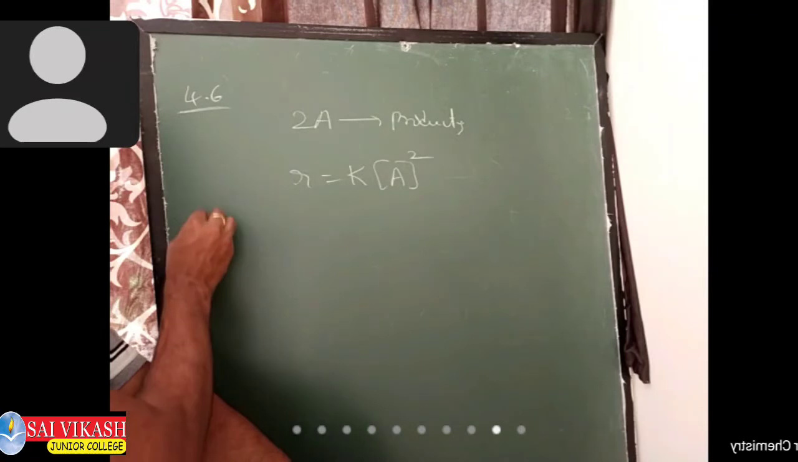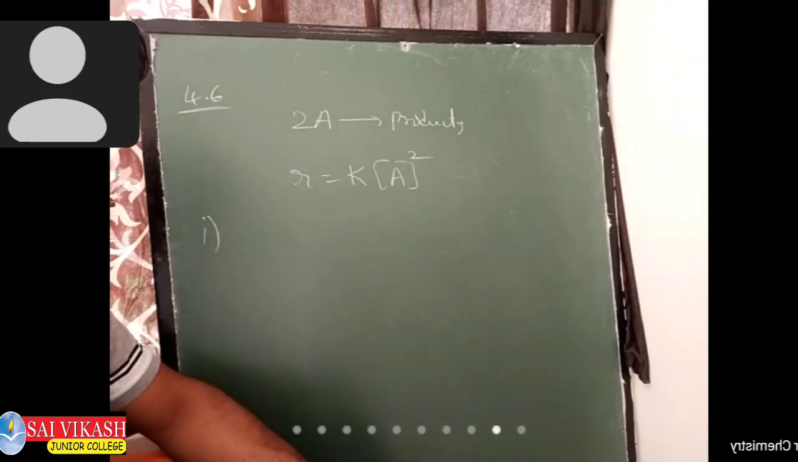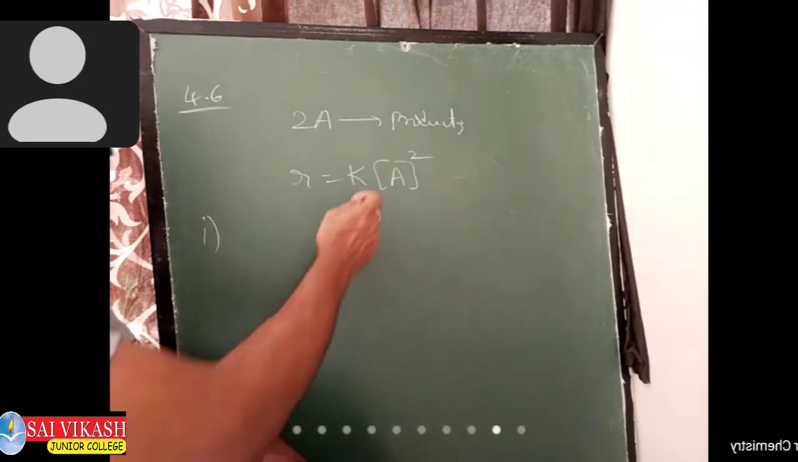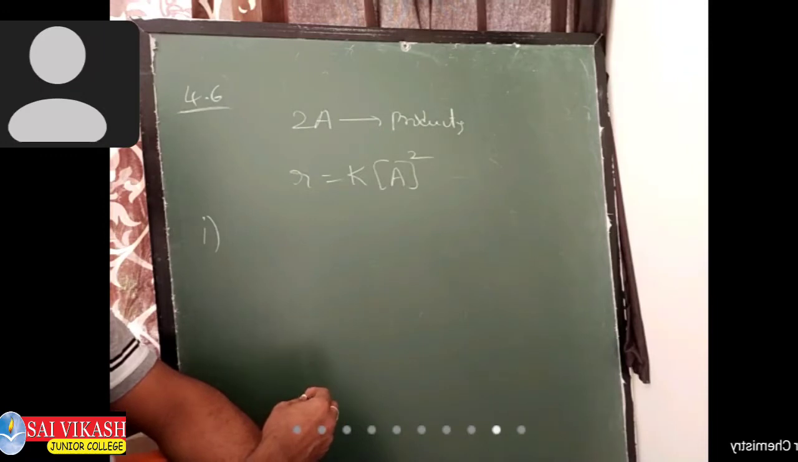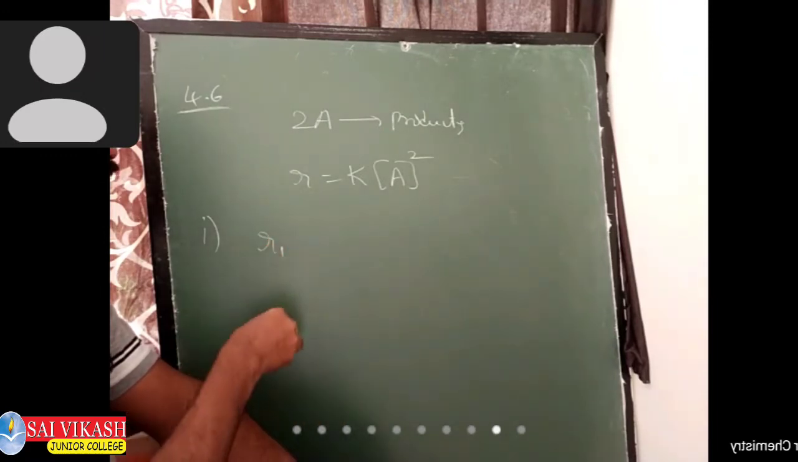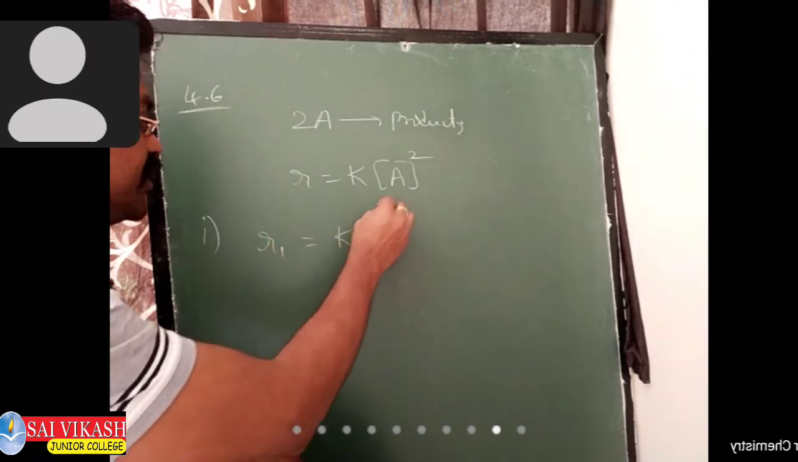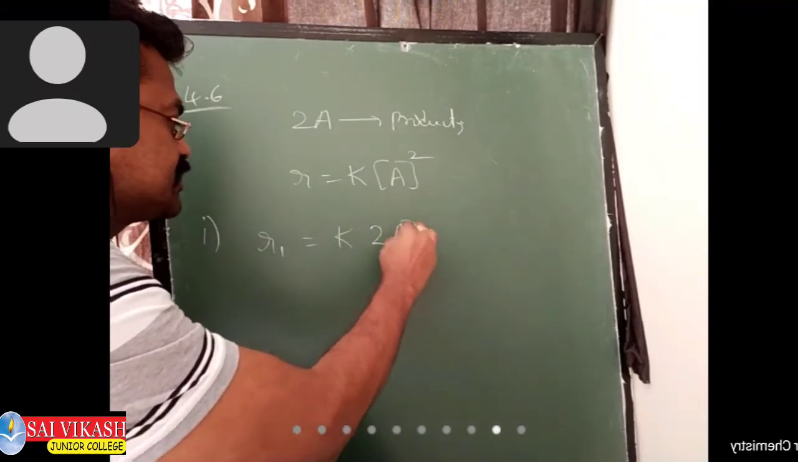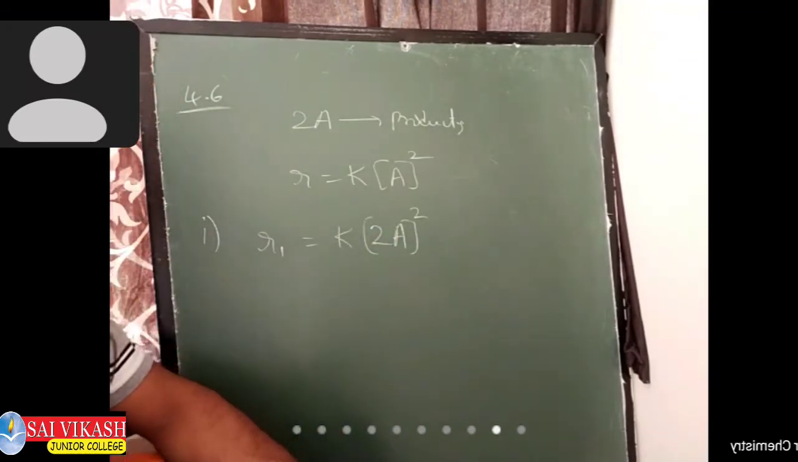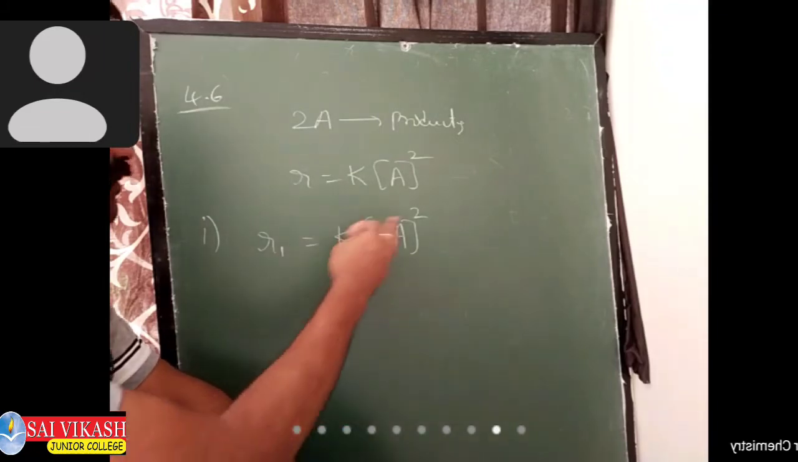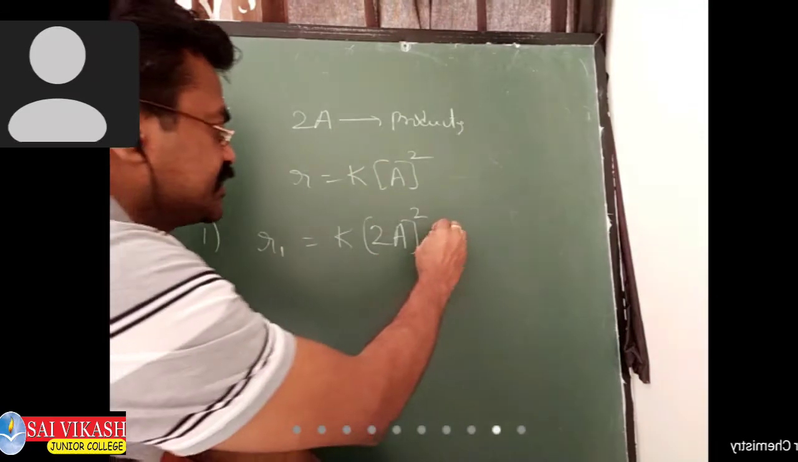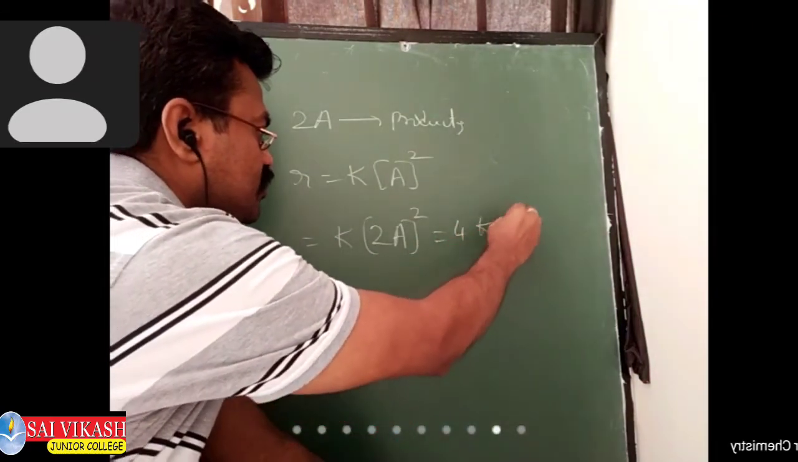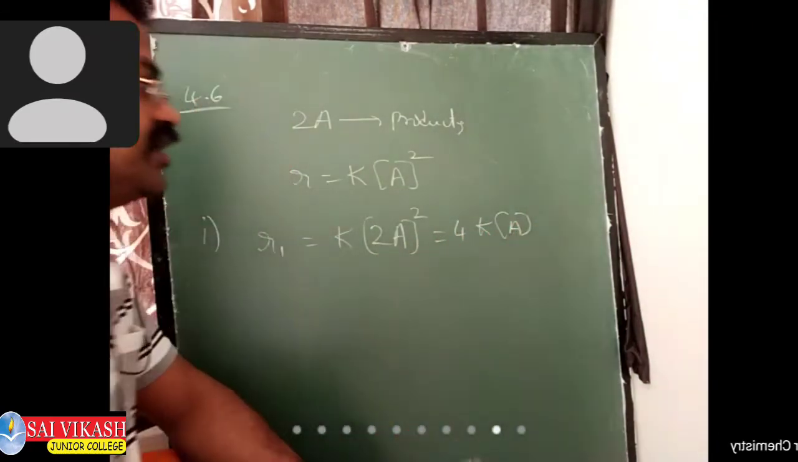See, you can do it like this. Number one, here the concentration of the reactant is doubled. I am writing this as R1. R1 equals K into A becomes twice A, whole squared. A becomes 2A whole squared. So now 2 squared, 4, comes to the front. So 4 into K into the concentration of A squared is what we will get.